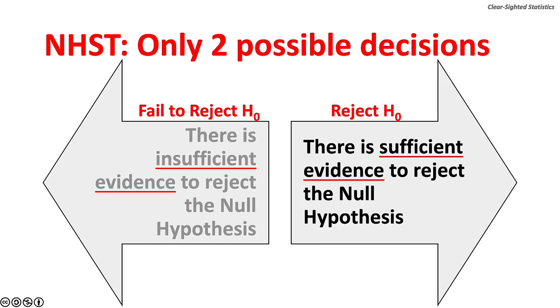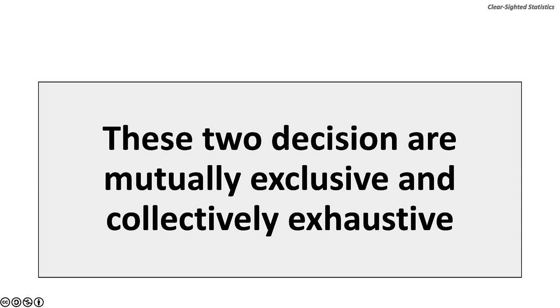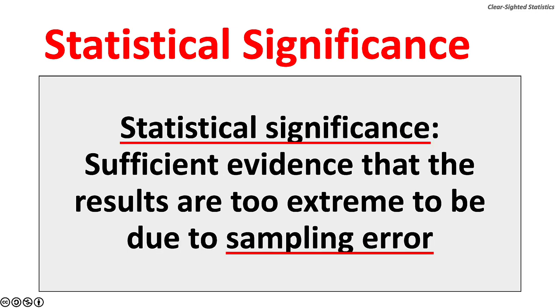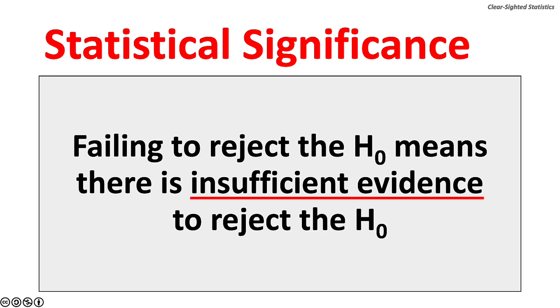2. The other decision is to reject the null hypothesis. This means that there is sufficient evidence to reject the null hypothesis. When this happens, we have statistical significance. These 2 decisions are mutually exclusive and collectively exhaustive. There are no other possible decisions. To repeat, rejecting the null hypothesis means the results have statistical significance. Statistical significance means that there is sufficient evidence that the results are too extreme to be due to sampling error. Failing to reject the null hypothesis means that there is insufficient evidence to reject the null hypothesis. The results are mere sampling error, or there is not an effect.